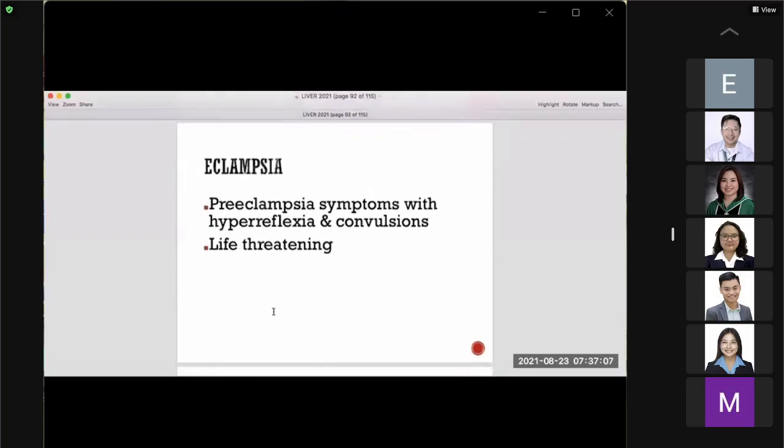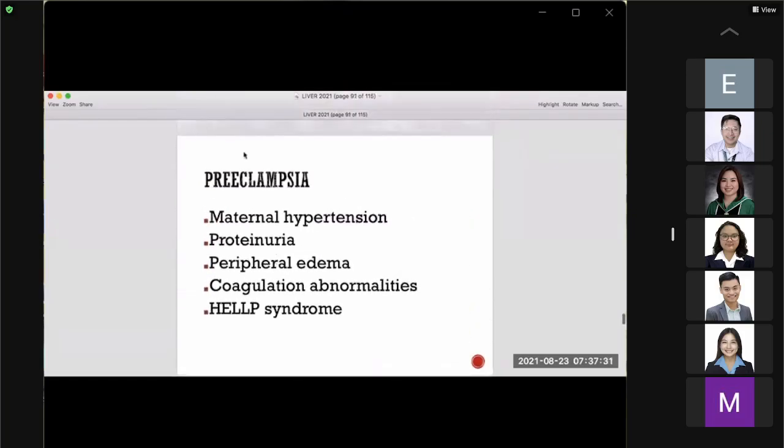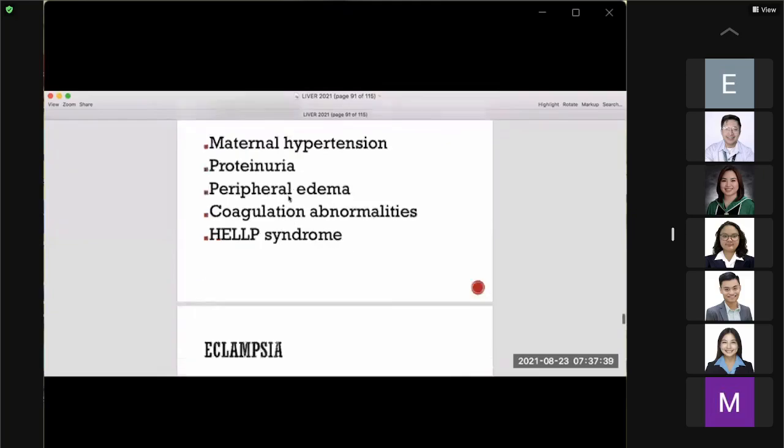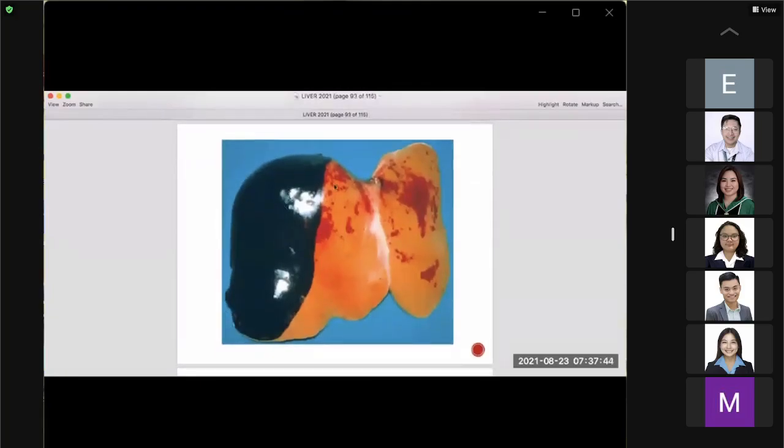Eclampsia is a more severe condition, because this time, aside from the preeclampsia symptoms, patients have hyperreflexia and convulsions, and this becomes life-threatening, not just for the baby but also for the mother. Okay, so most of the time, at this stage, the mother is already admitted to the hospital for monitoring as well as management. Okay, so this is the one that could happen.